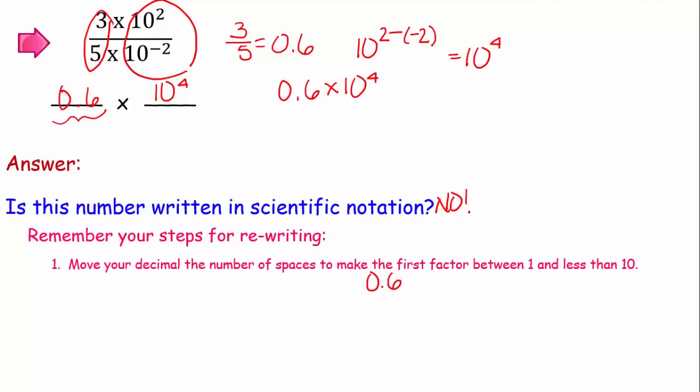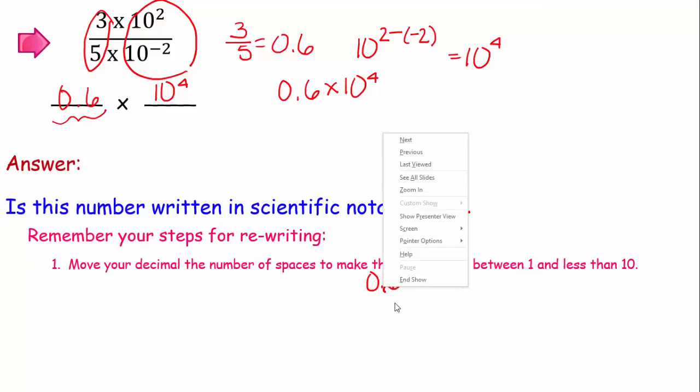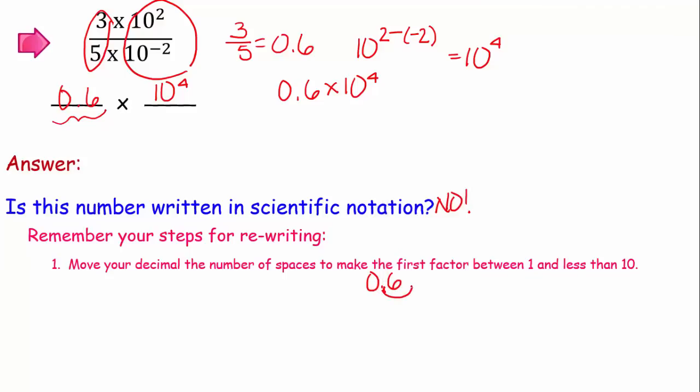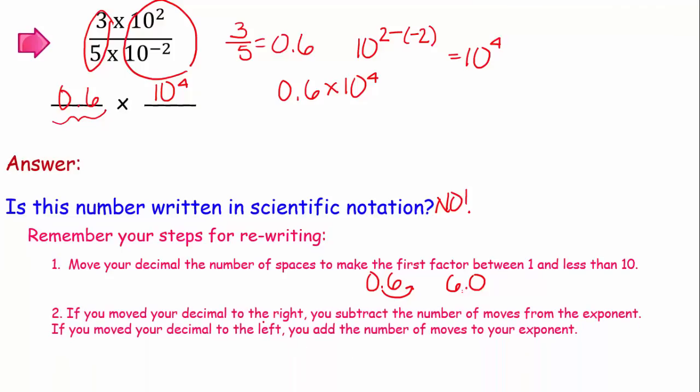So I'm going to take this decimal point and move it this way so that I have 6.0. I just moved my decimal point one place to the right. So we know that if we move the decimal to the right, and you might want to take out a highlighter or a pen and underline this, we subtract the number of moves. And if we move it to the left, we add the number of moves.